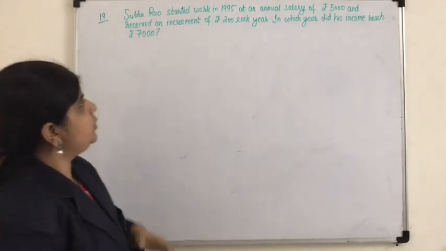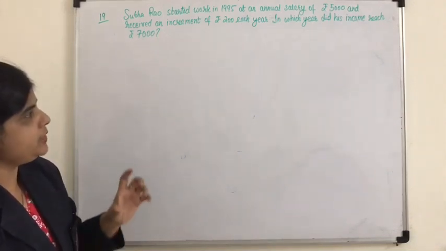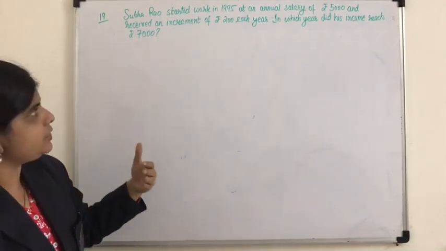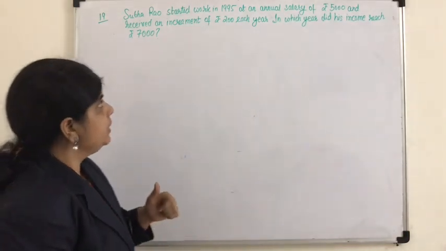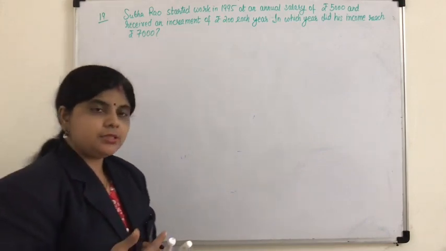Subha Rao started work in 1995 at an annual salary of rupees 5,000 and received an increment of rupees 200 each year. In which year did his income reach rupees 7,000? So this you can form an AP.